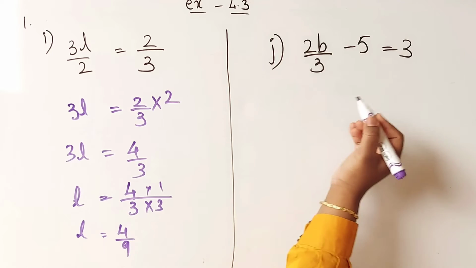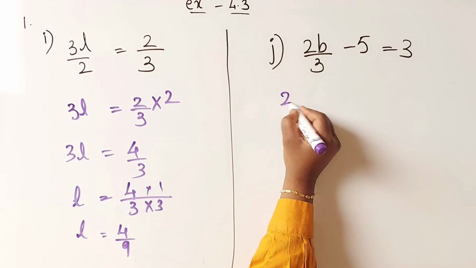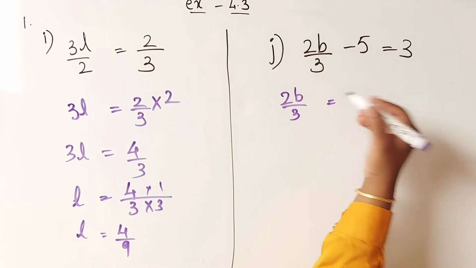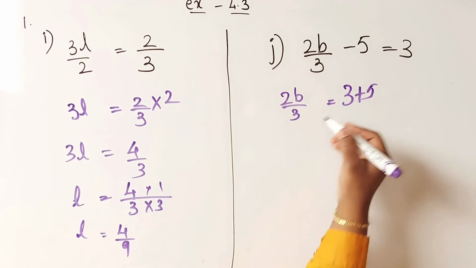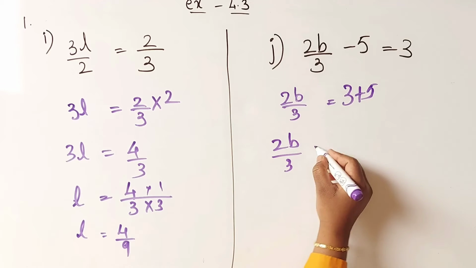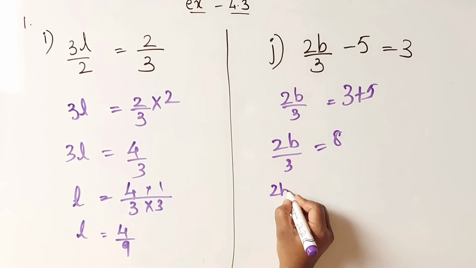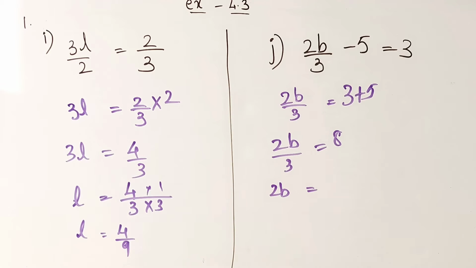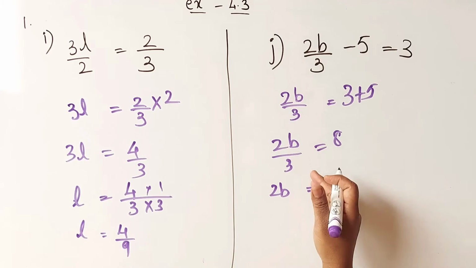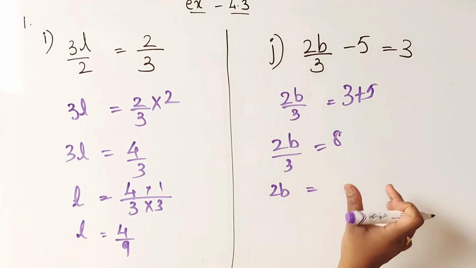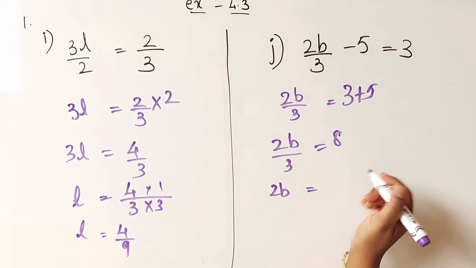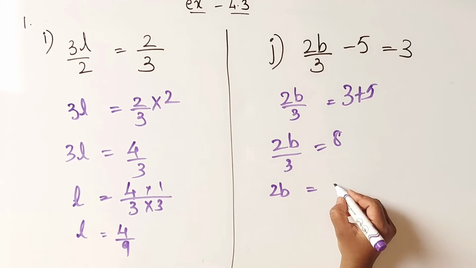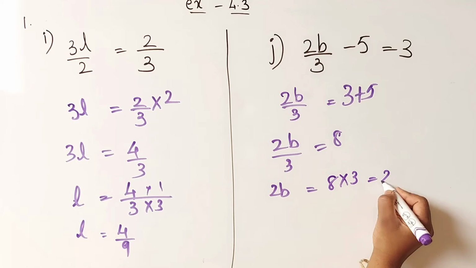Question J, 2b by 3 minus 5 equal to 3. From here 2b by 3 equal to, send this negative 5 to the right hand side, it will be positive 5. That means 3 plus 5. Right, children? 2b by 3 equal to 8. Now 2b equal to, send this 3 to the right hand side. One by one, step by step we have to do. We cannot get the value of the variable directly, children, step by step. So 3 I am sending here. It is dividing now. When you are sending to the right hand side, it will multiply. 8 into 3 equals 24.